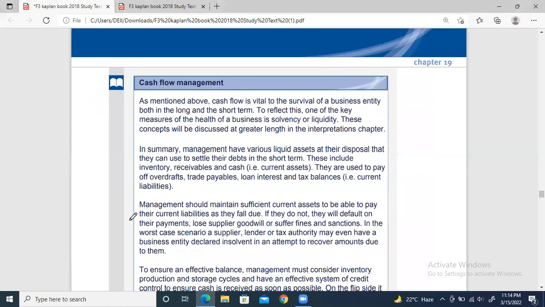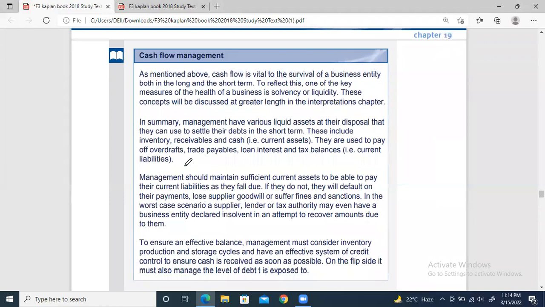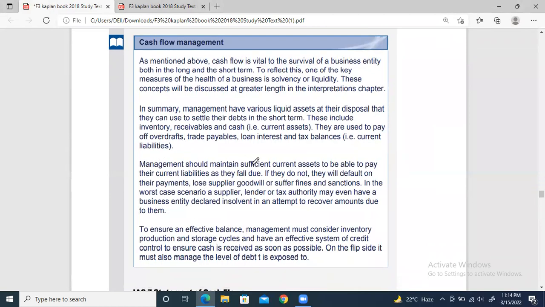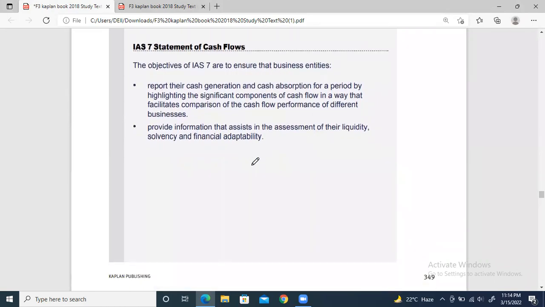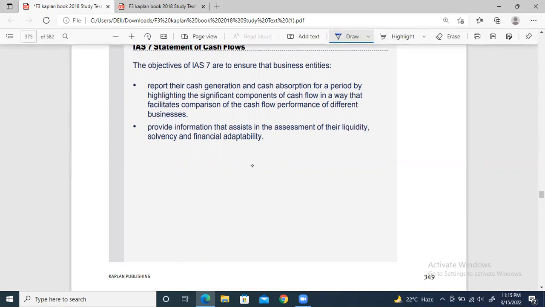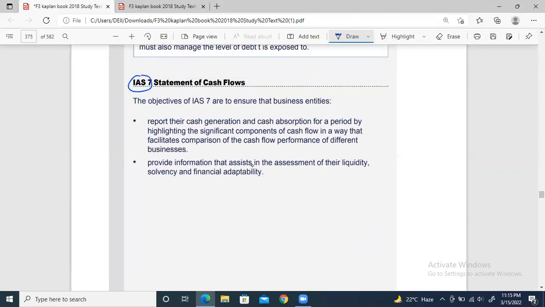Let's look at the next things over here. Again, this is a long example. The examples I've already given you are written over here, so I don't think there's any need to read this. Now, the standard of this chapter, which is cash flows, is IAS 7. It's not important to learn the standards, just remember for knowledge.